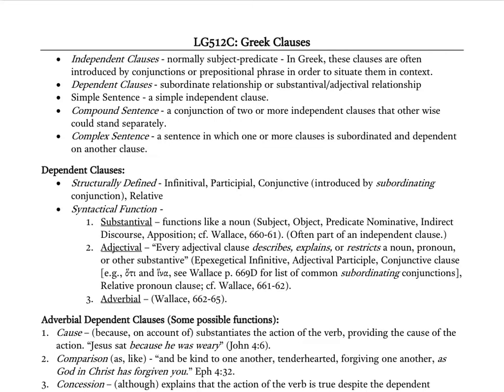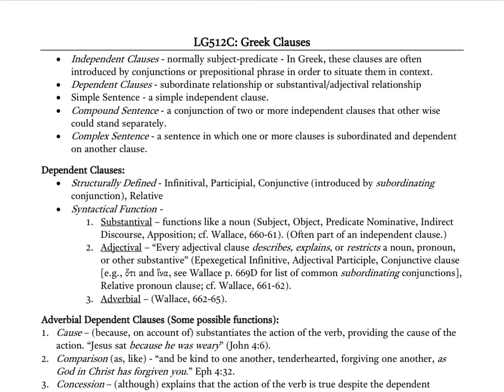These are not clauses that stand by themselves, but they are clauses that have a specific relationship to the independent clause. They can be infinitival, they can be participial, they can be conjunctive, that is introduced by a subordinating conjunction. So if they're dependent clauses, it will have to be a subordinating conjunction. And they can be relative clauses. Syntactically, sometimes they can be substantival, that is, they function like a noun. So sometimes dependent clauses can fit into the subject slot or the object slot, and stuff like that.